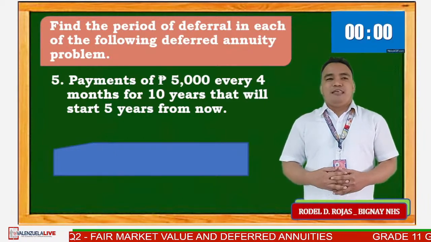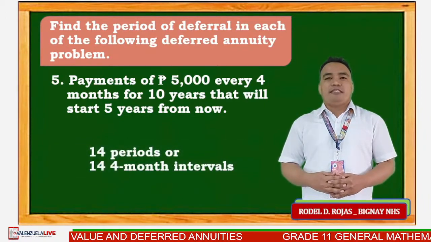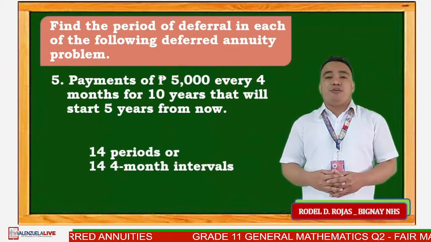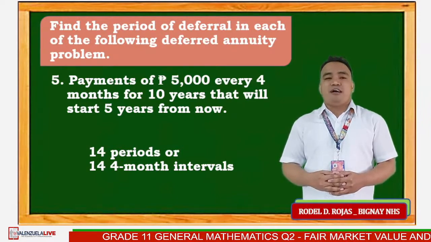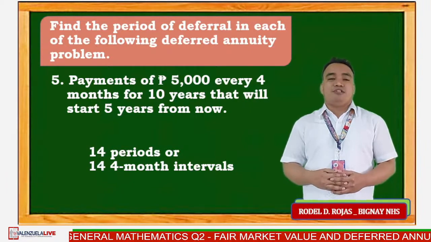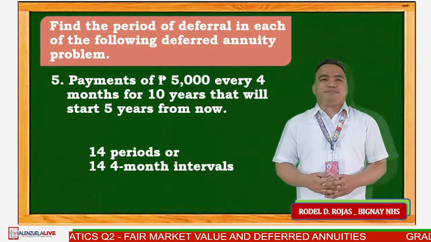Time is up. The answer is 14 periods or 14 four-month intervals. The first payment is due at the end of 5 years, which is at time 15 if payments are every 4 months. The period of deferral is from time 0 to time 14. Congratulations, class.